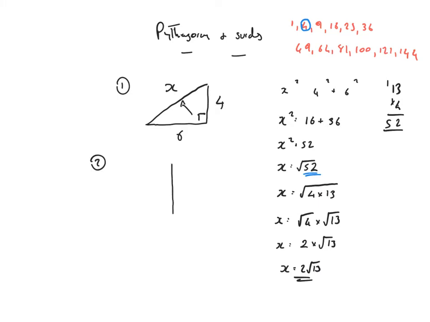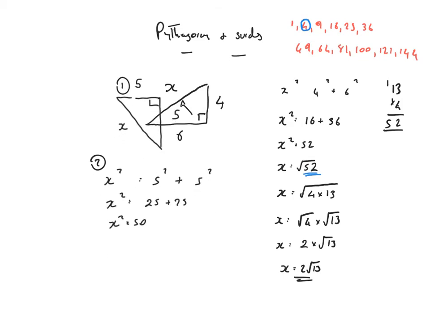Okay, example 2. That side is 5 and that side is also 5. I'm going to call that x. So the square of the hypotenuse is equal to the sum of the square of the other two sides. Okay, x squared equals 5 squared plus 5 squared. x squared equals 5 squared is 25 plus 25. And then x squared is equal to 50.